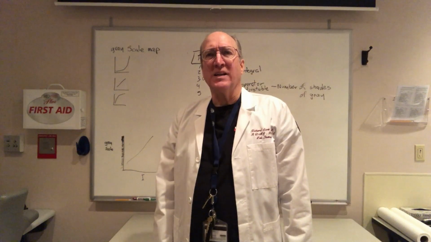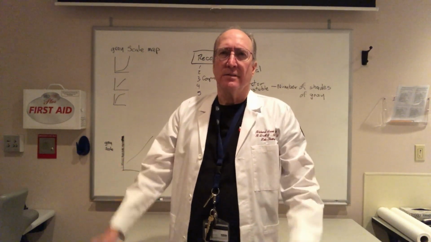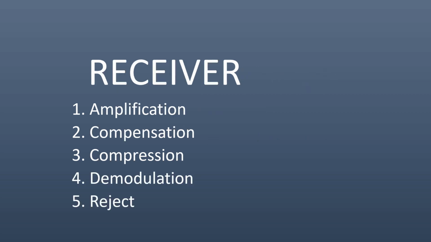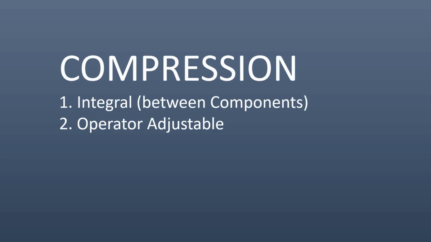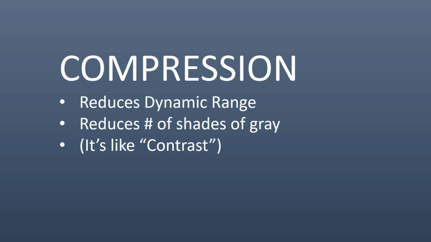Another word for dynamic range is compression. Compression is reducing the dynamic range. Dynamic range or compression affects the number of shades of gray displayed and is adjustable. Compression is one of the 5 functions of the receiver in the ultrasound machine, but we're just going to concentrate on the compression right now. The receiver performs 2 types of compression, integral between the components of the machine and operator adjustable. Here we're talking about the operator adjustable compression, which affects the display.